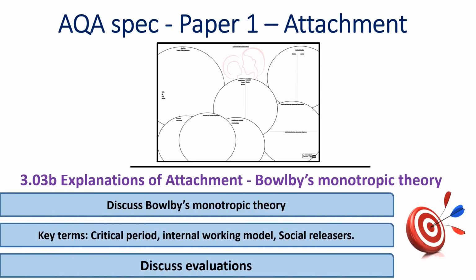In this video I'll be giving another explanation for attachment. I'll be talking through Bowlby's monotropic theory. Bowlby is very influential in attachment theory and he uses terms like critical period, internal working model, social releasers and some other key terms that we'll use in other areas of the attachment course. And of course there'll be ways that we can evaluate Bowlby's work.